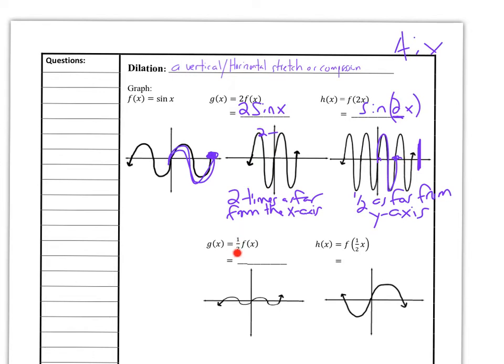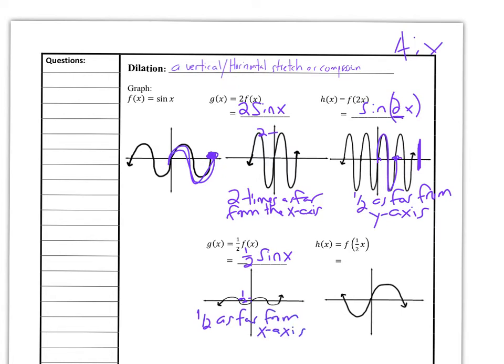Moving on to the next one, 1/2 in front. Well, we know with a 1/2 in front, it's going to be 1/2 of sine x. You take a look at the graph. It's just as long as it was before, but it's only half as tall as it used to be. So the height is 1/2. So it's half as far from the x-axis.